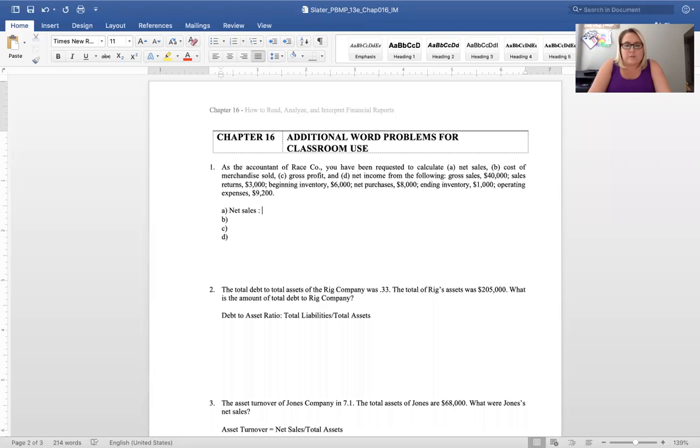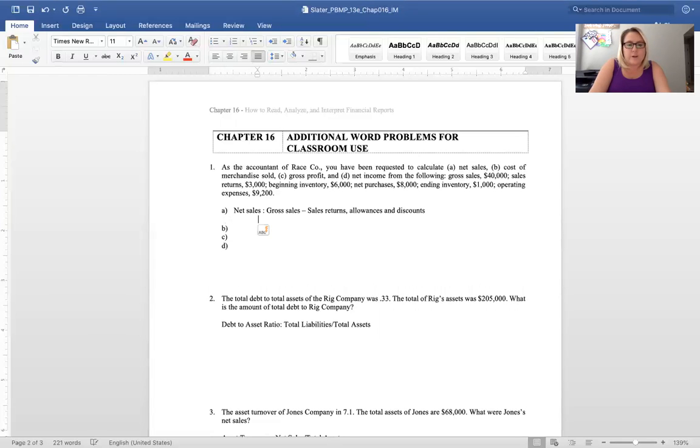Net sales is equal to gross sales minus sales returns, allowances, and what's the other one? Discounts. Sorry. So our gross sales are listed at $40,000, and we were told that we have sales returns of $3,000. So therefore, our net sales are $37,000.